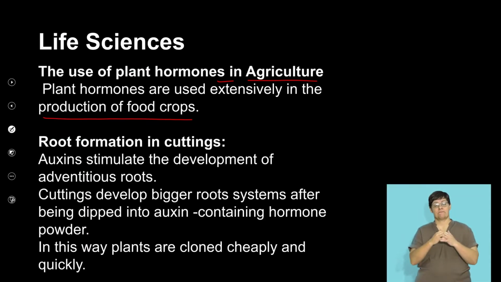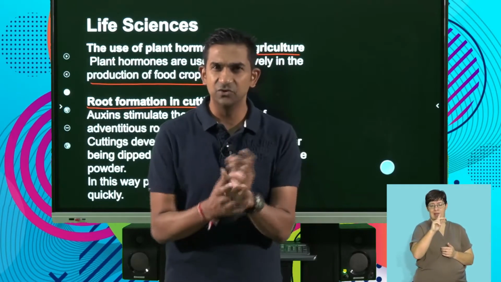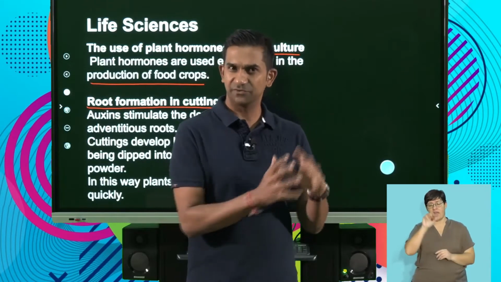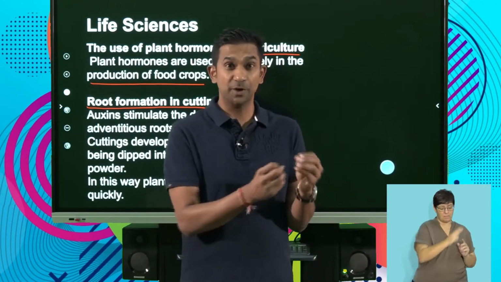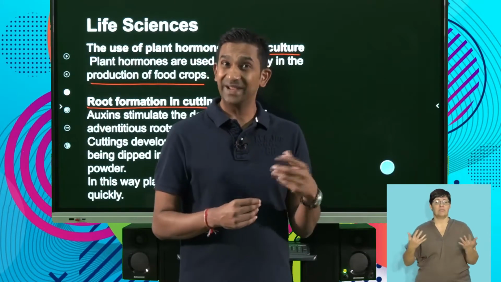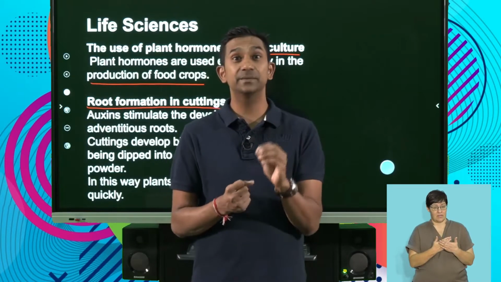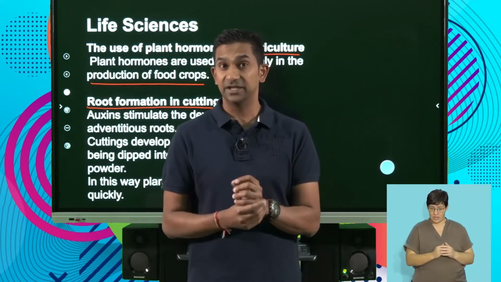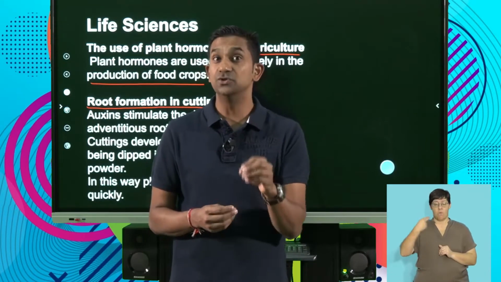So, the formation of roots in cuttings. Now, plants are often grown asexually by what we call cutting, and we've looked at cutting as a mechanism of asexual reproduction. Farmers often use this mechanism to propagate or to grow new plants quickly in a short span of time. The ability to grow these effectively often is dependent on the use of hormones.